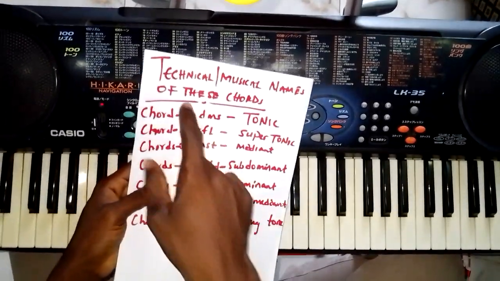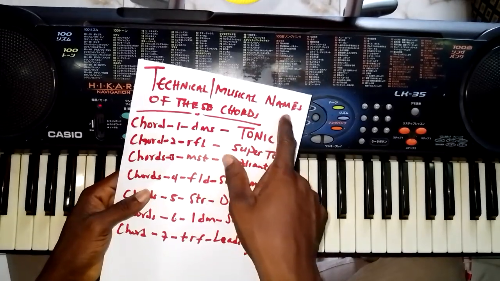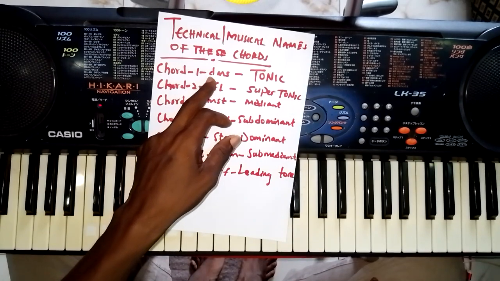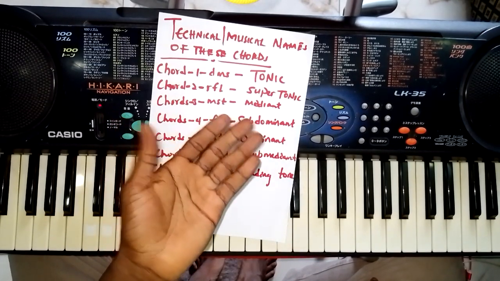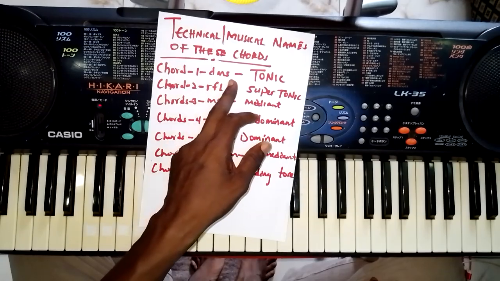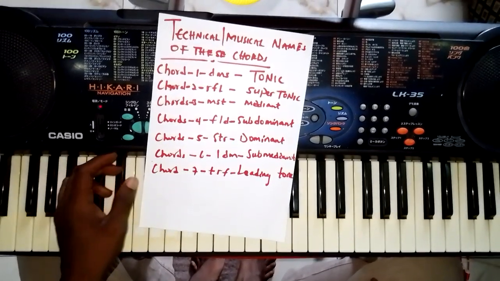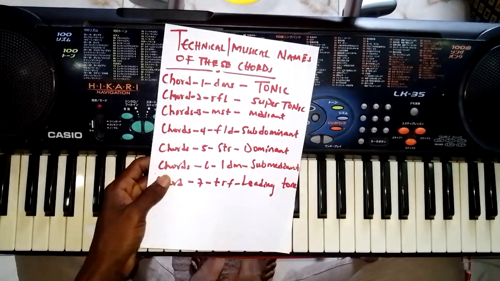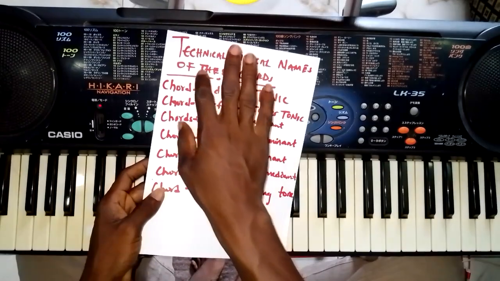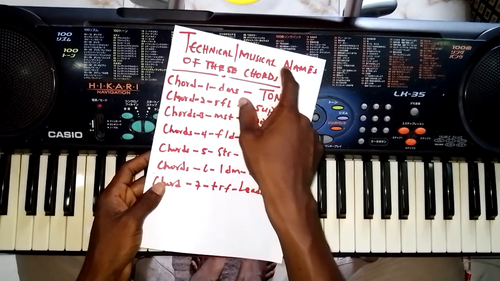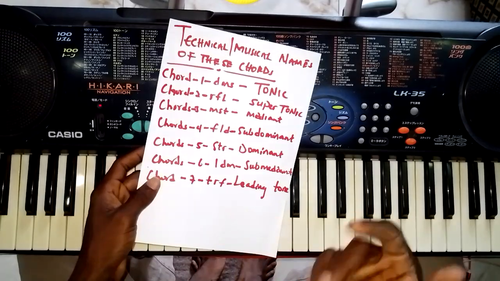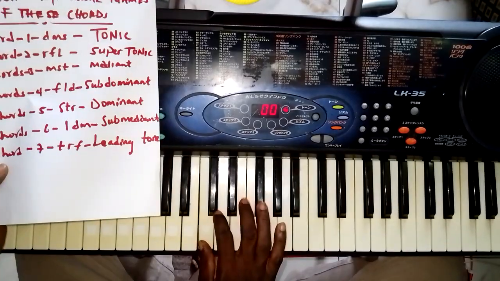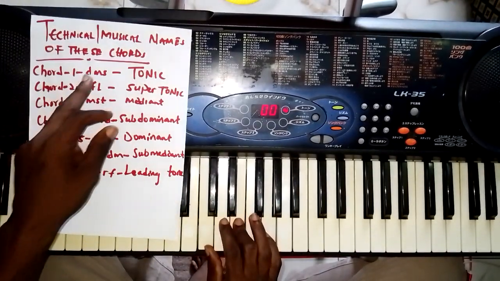So these are the technical names. They call them the technical or musical names of the chords. For example, look at chord 1. Chord 1 is your do, mi, so. You can write this one down. It's easy, right? Chord 1 is do, mi, so. So when you hear tonic, it means you should play chord 1. Tonic means chord 1. So when you hear tonic, don't forget, this is the technical or musical name of this chord. So you play do, mi, so. Look at it, do, mi, so.